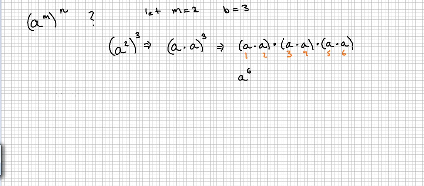Our formula for this is going to be written a to the m to the n is equal to a to the m times n. So when we solve this, we're going to write this as a squared to the 3rd is equal to a to the 2 times 3, and that'll give us a to the 6. So that is what happens when we are multiplying.